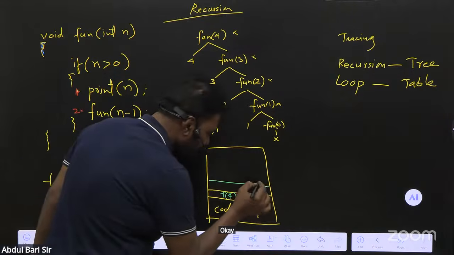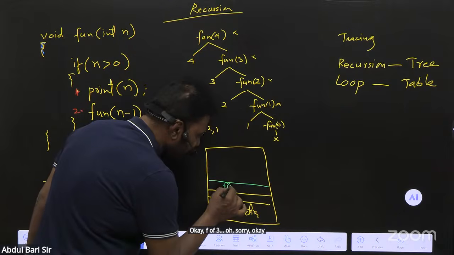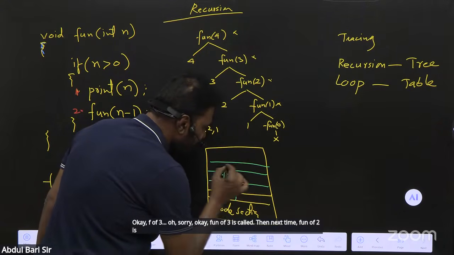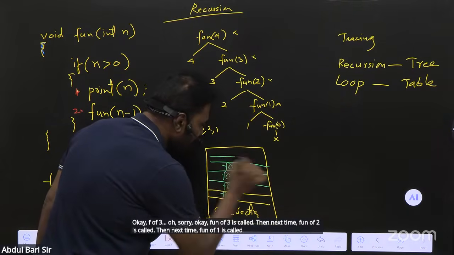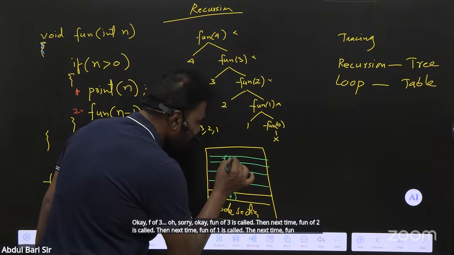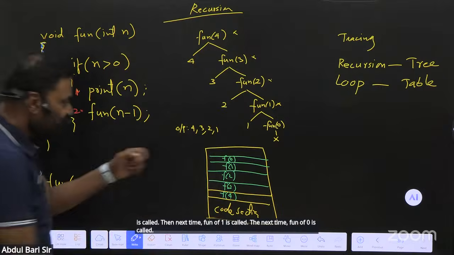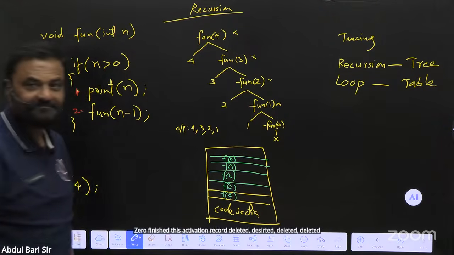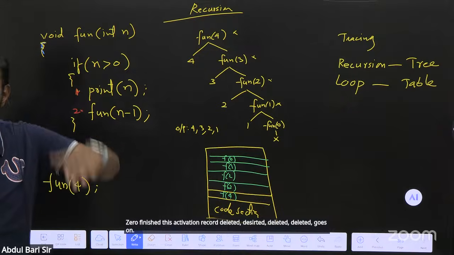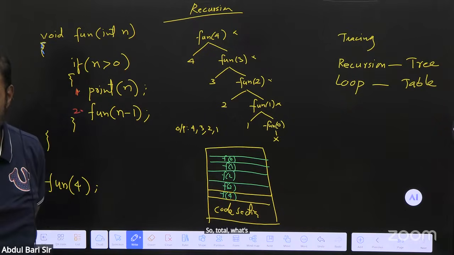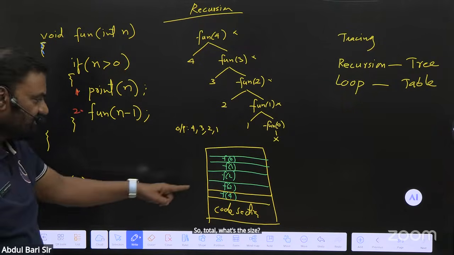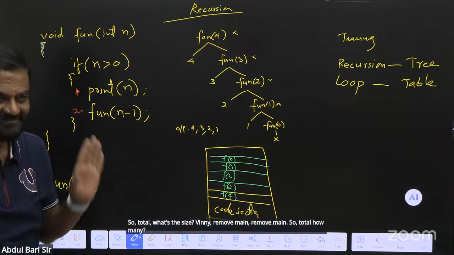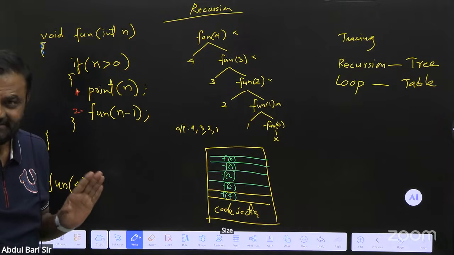Then second time, fun of 3 is called. Then next time, fun of 2 is called. The next time, fun of 1 is called. The next time, fun of 0 is called. 0 finished, this activation record is deleted, and it goes on. So total, what's the size? Remove main. So total how many? 5. Size of the stack is 5.